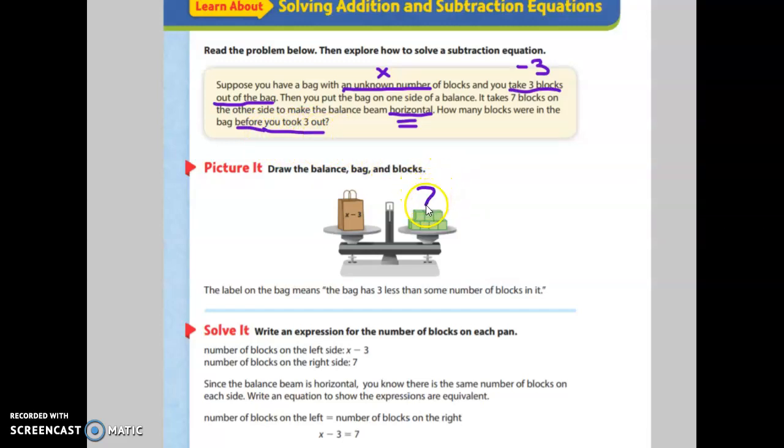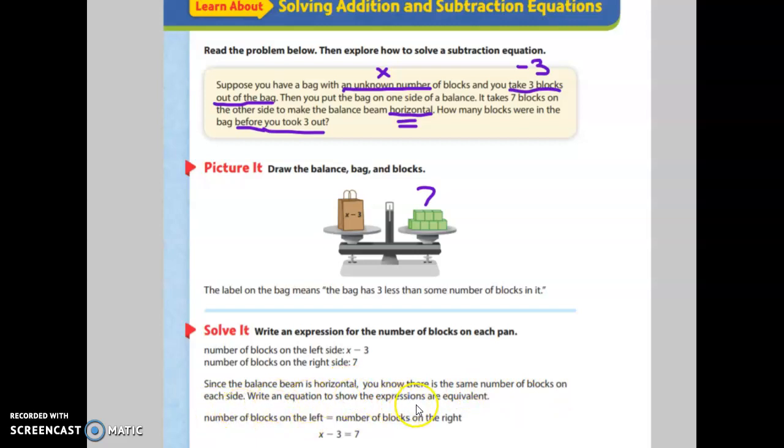So we know that this side is 7, because there are 7 blocks here, and they even show it. The label on the bag means the bag has 3 less than some number of blocks in it, which makes sense because if we look up here at our notes, we have x minus 3, and the bag is also x minus 3. Solve it. Write an expression for the number of blocks on each pan. So they wrote the same expression we wrote, and the number on the right side. Since the balance beam is horizontal, you know that there is the same number of blocks on each side. Yes, we do know that.